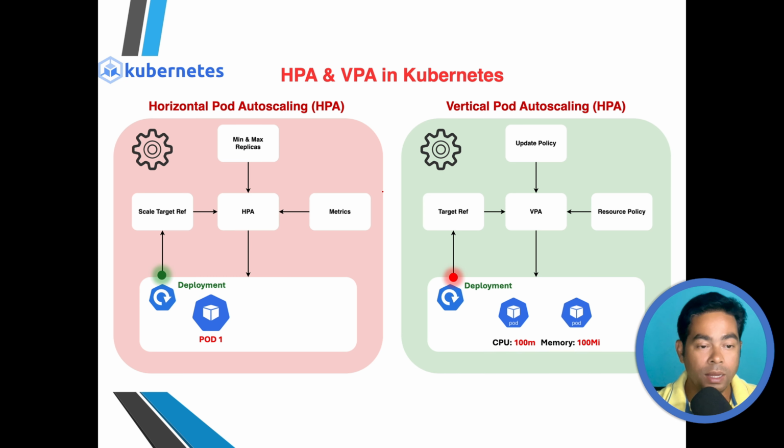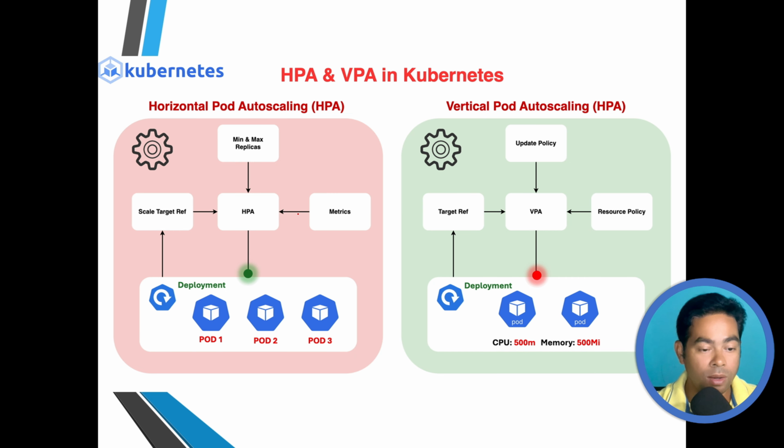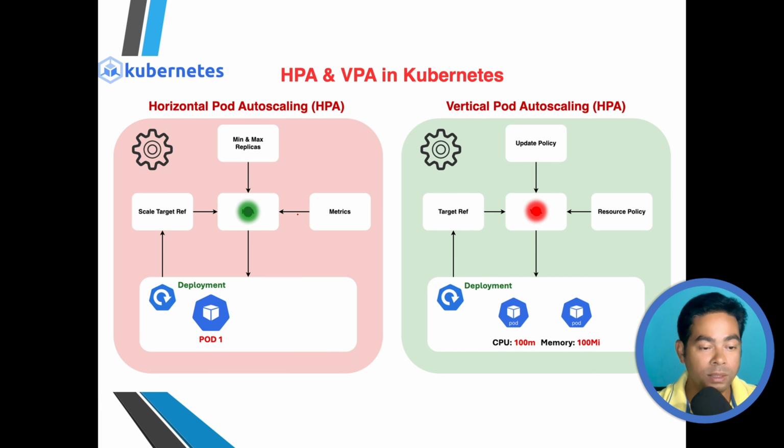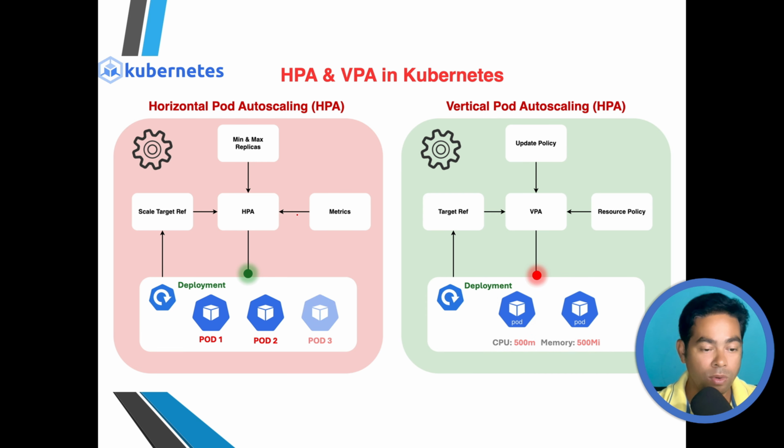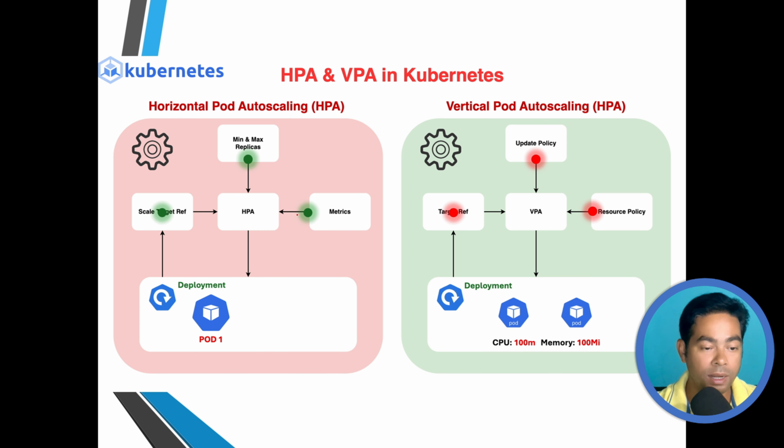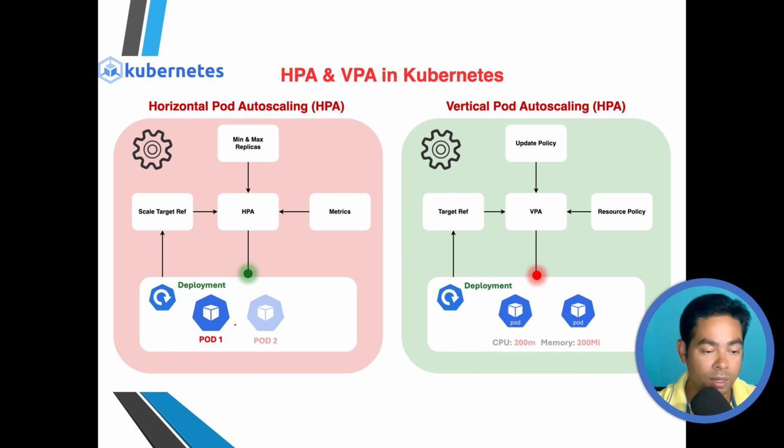We have two types of scaling: horizontal scaling and vertical scaling. At peak time, or whenever an offer is going on, our application needs to handle more transactions, or more requests are coming to it. At that time, if high traffic comes, Kubernetes will automatically increase the number of pods. This is called horizontal scaling.